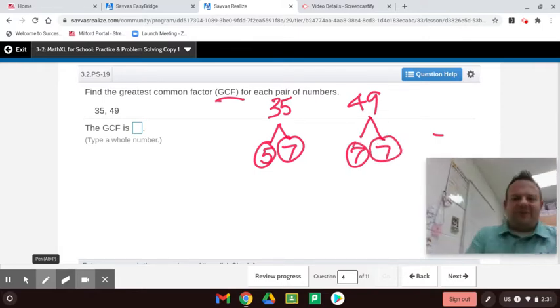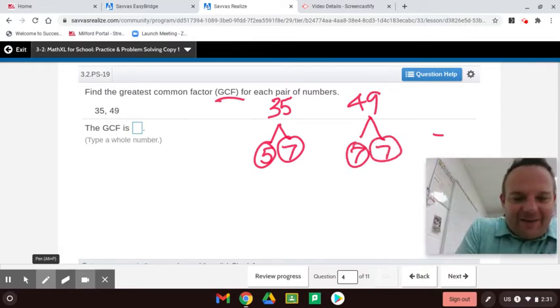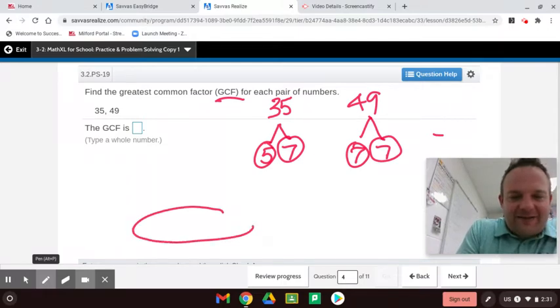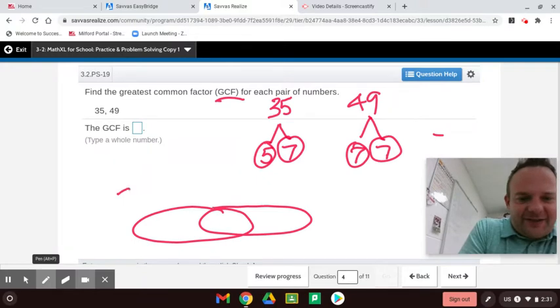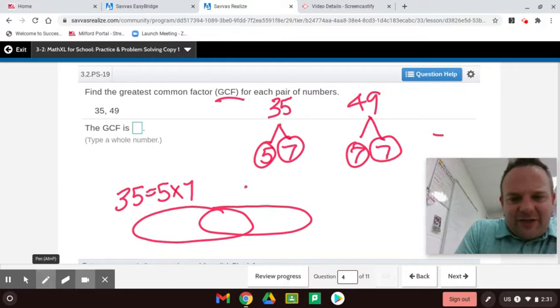Now, what we do is we draw a Venn diagram. I like to do it without taking my pencil off the page. There we go. Not as good on the screen. I'm writing on the screen, which if you've never done that, it's a little strange. 49 equals 7 times 7.